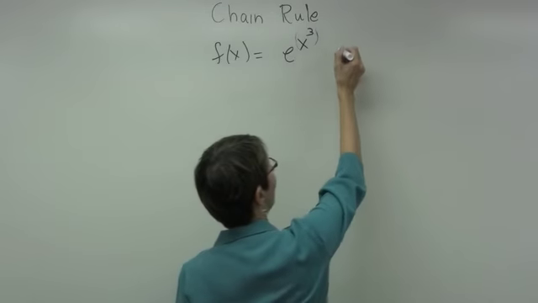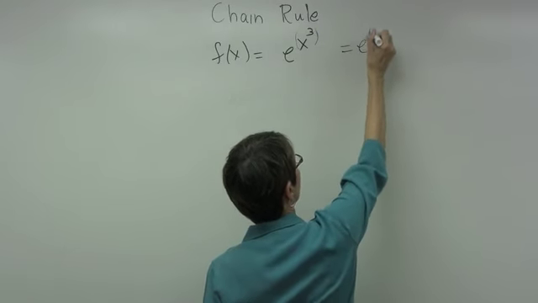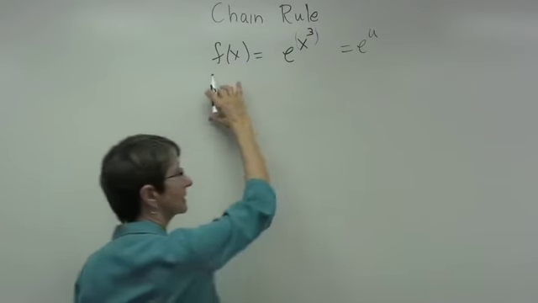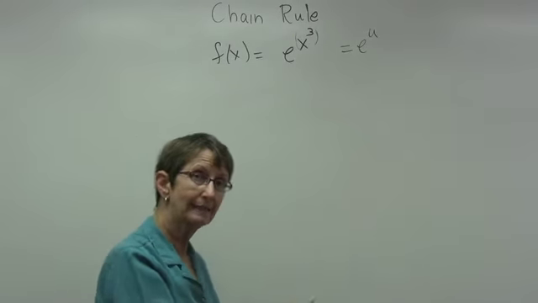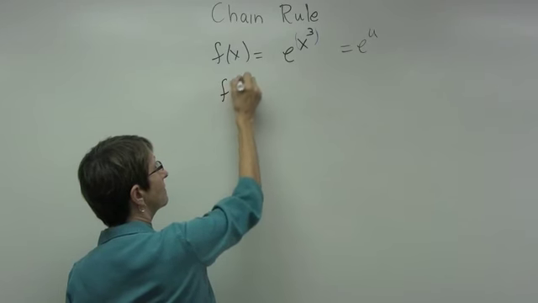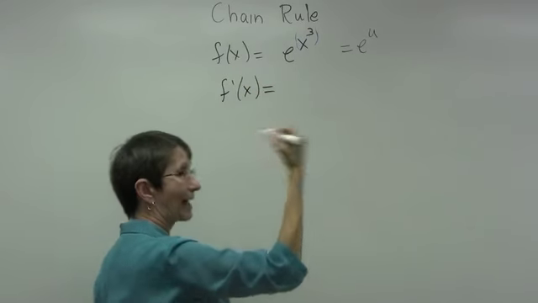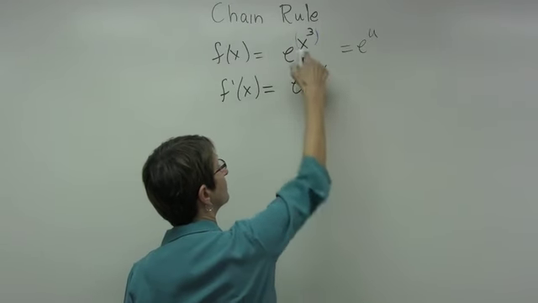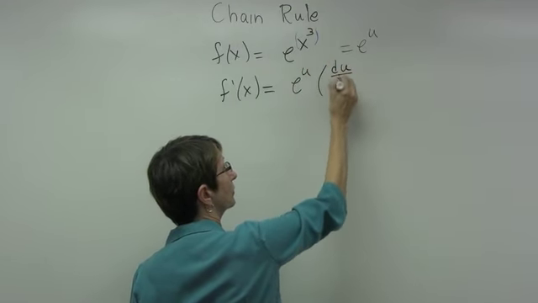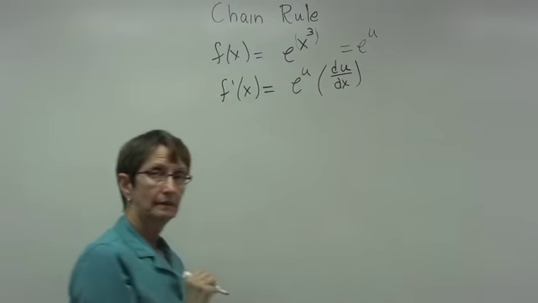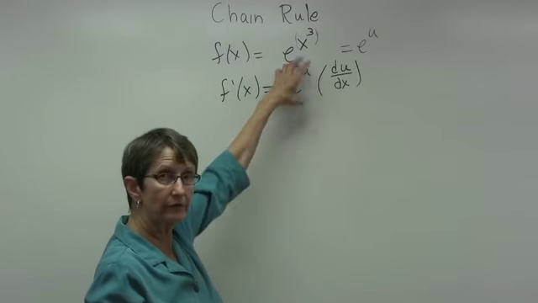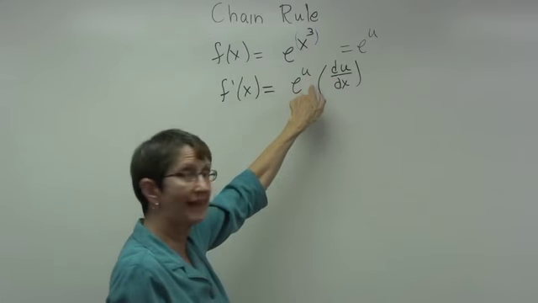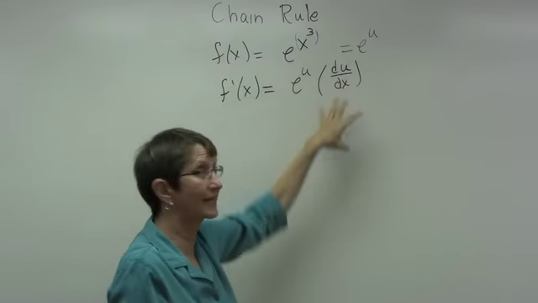I could think of this as a function e to the u power. And if I want to find the derivative with respect to x, my derivative f prime of x will be the outer derivative, e to the u, multiplied by the inner derivative, which is the derivative of u with respect to x. So I have my outer derivative, that's my basic e to the x part, and the inner derivative, the derivative of that exponent. So you'll also see it written like this.